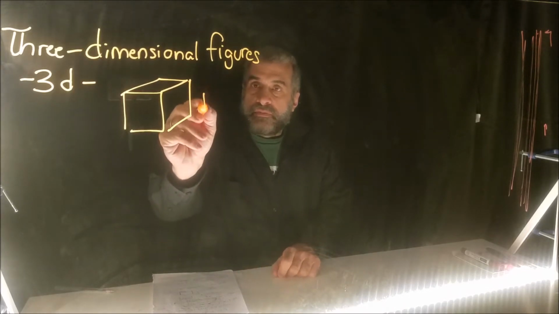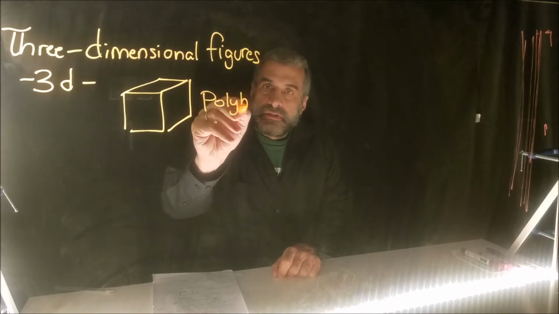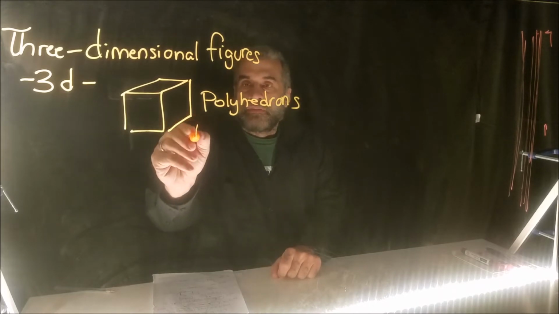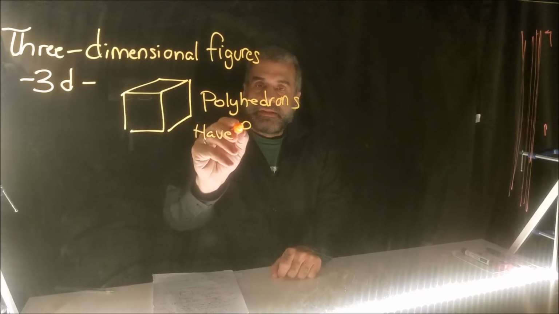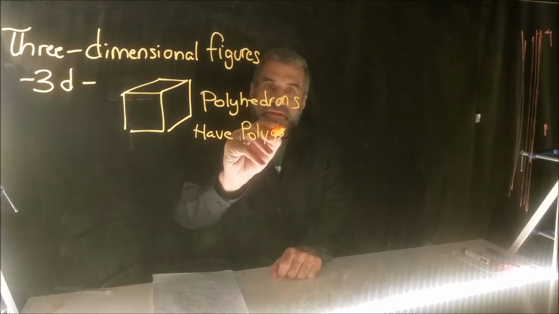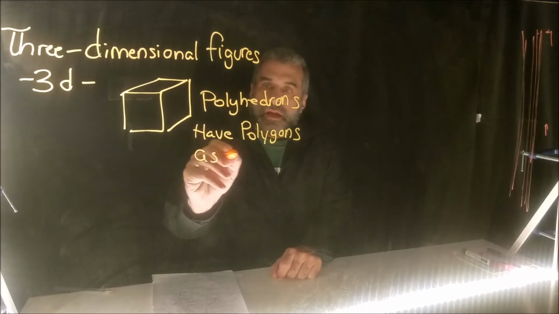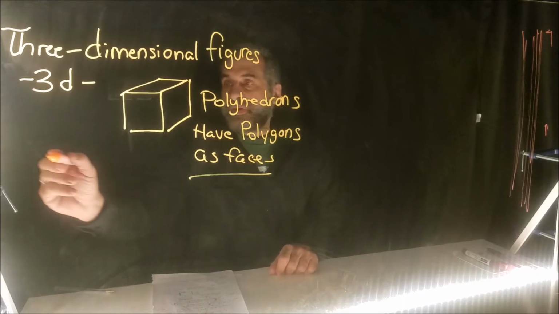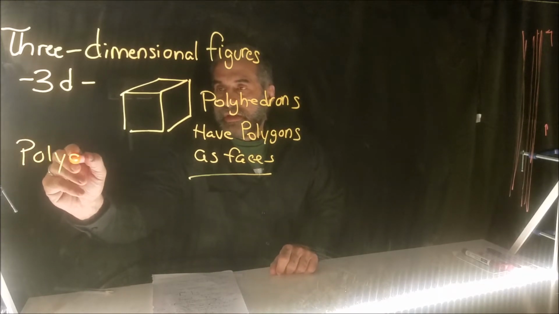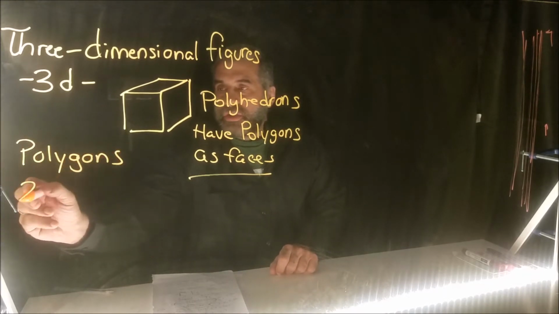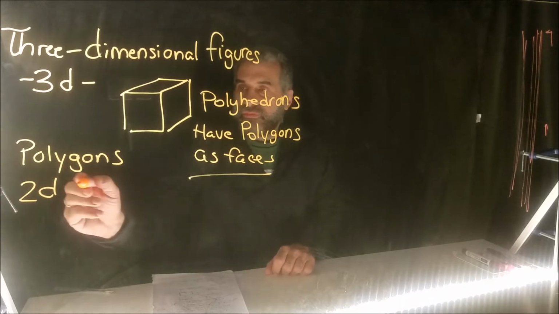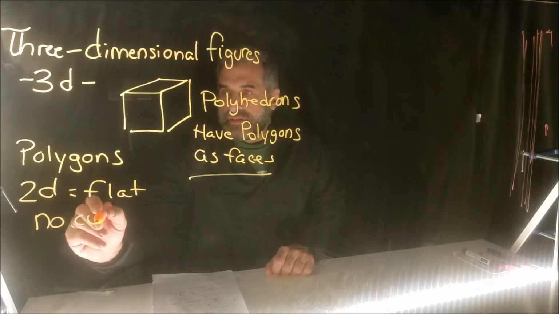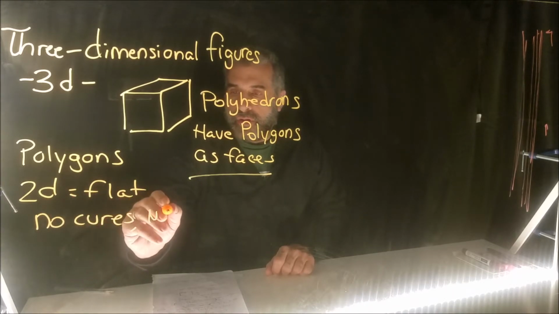So these are polyhedrons. And polyhedrons have polygons as faces. And we know what polygons are. We talked about polygons before. So let's just review. Polygons are two-dimensional figures, 2D. Right? They're flat. They have no curves. And they have no openings.